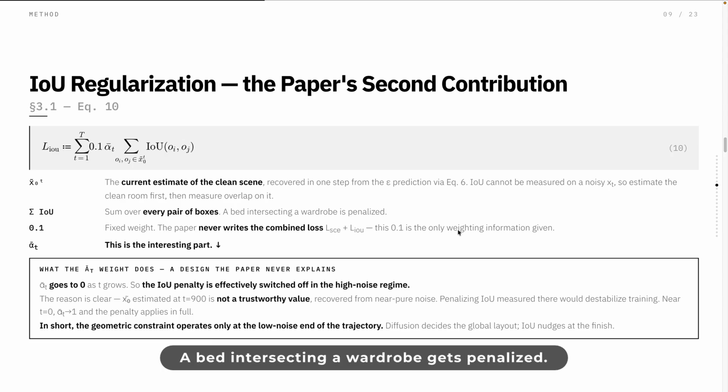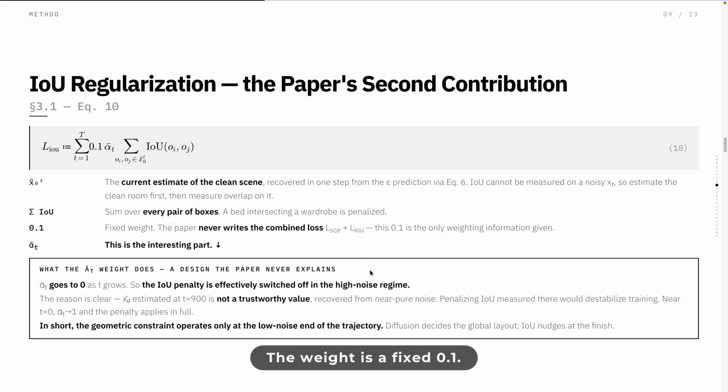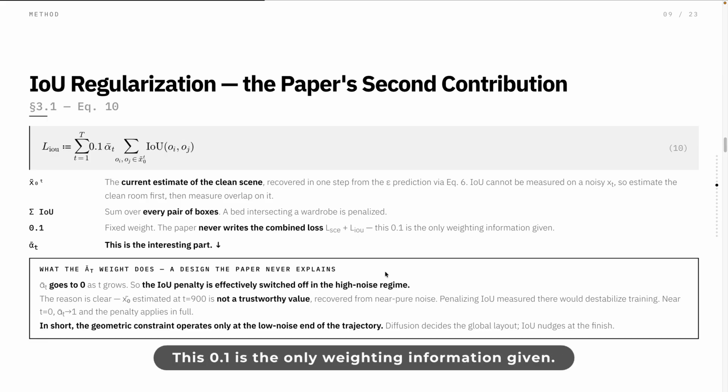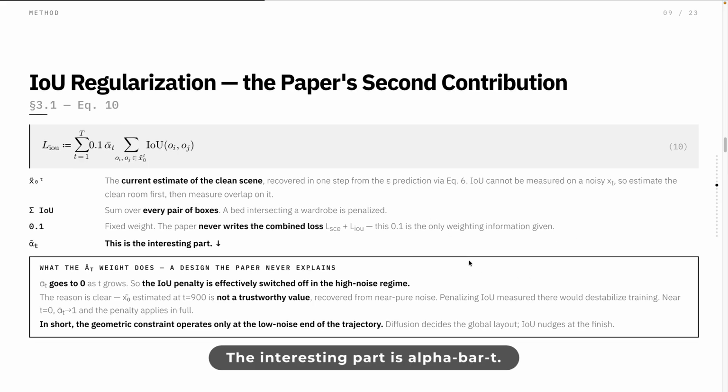A bed intersecting a wardrobe gets penalized. The weight is fixed to 0.1. Note the paper never writes the combined loss of LSCE and LIOU. This 0.1 is the only weighting information given. The interesting part is alpha bar t.